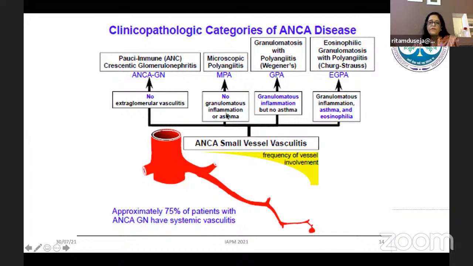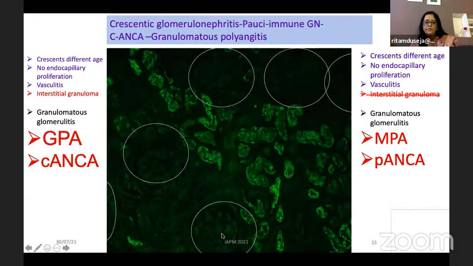In absence of granulomas, with similar post-immune crescentic and absence of any upper respiratory tract involvement, this is likely to be labeled as microscopic polyangiitis. And we have to remember that 75% of patients of ANCA GN have systemic vasculitis. It will be only 25% of the patients who are not going to show a systemic vasculitis.